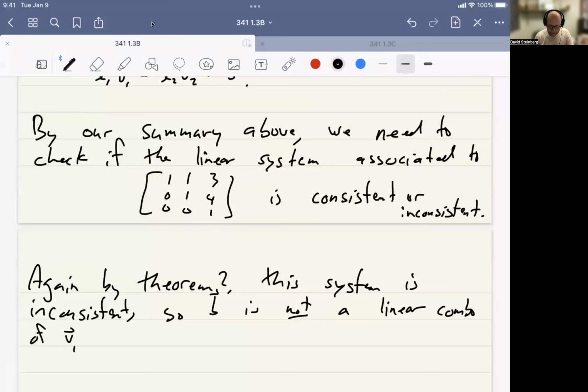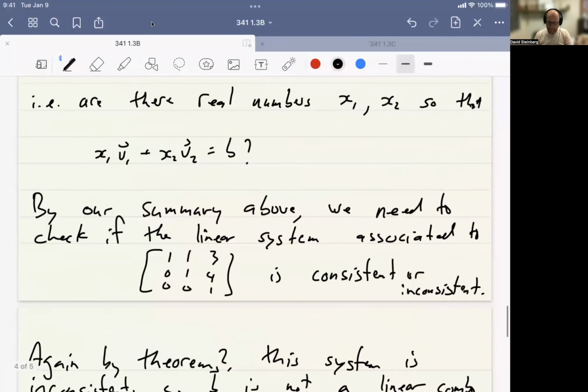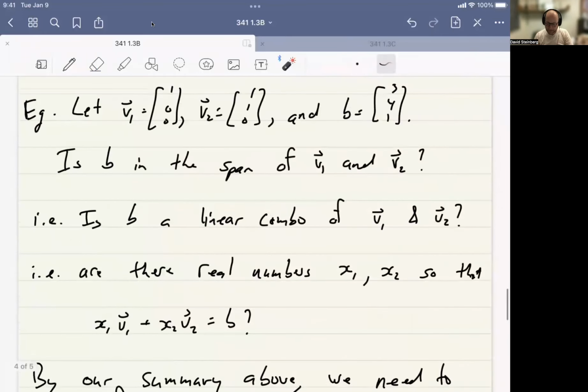And actually, we could have realized this by staring at it really hard. Look, no constants in front of V1 and V2 are going to produce anything but 0 in that third entry. So there's no way we're going to produce 1 somehow. It just wasn't going to happen.